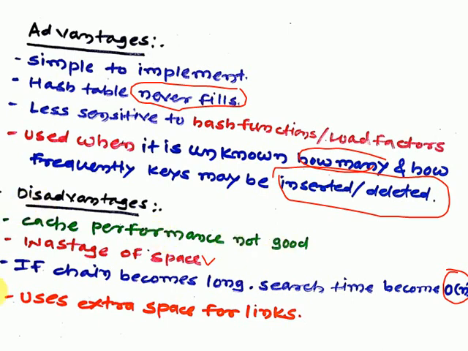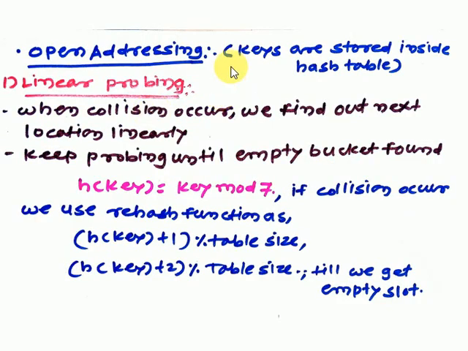Now let us go to the next method of collision handling. The next type is open addressing. In open addressing, the keys are stored inside the hash table, so it is also called closed hashing. In the previous method we saw that it creates a separate link that gets attached to the hash table.